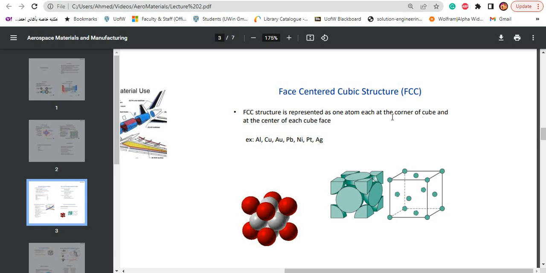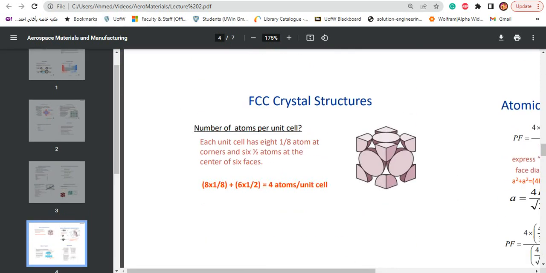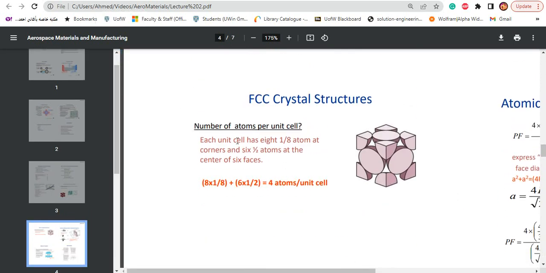طيب، face centered cubic structure. ال FCC is represented as one atom each at the corner of cube and at the center of each cube face. Example: aluminum, copper, gold, lead, nickel, Pt, و silver. ال FCC structure, number of atoms per unit cell.